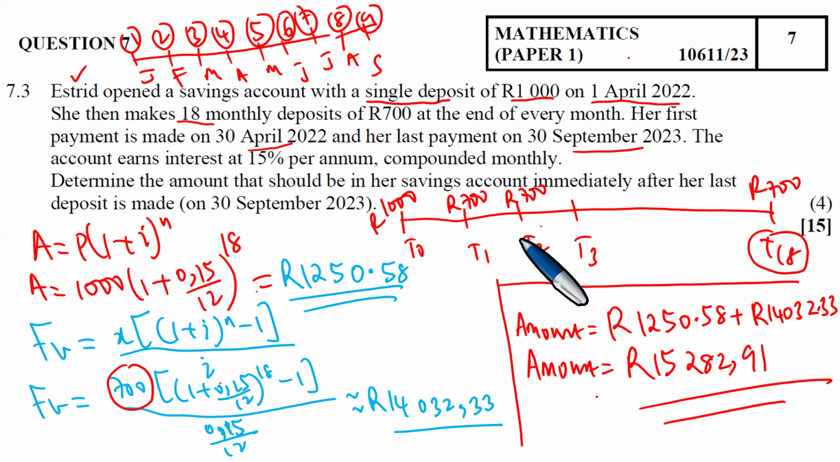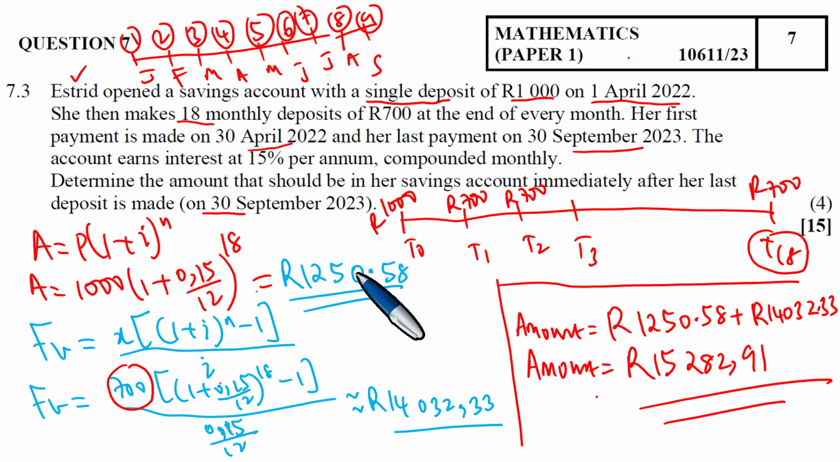But these 700s are many, and you want to determine the amount that should be in a savings account immediately after the last deposit on the 30th of September 2023. The whole thing started on the 1st of April 2022, but her first payment was made on the 30th of April 2022. It means, therefore, the 1,000 is going to be a single payment.